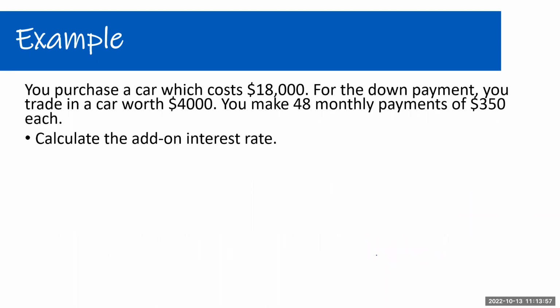What's the add-on interest rate? Well, to solve this, remember, when you see add-on, you should be thinking I equals P times R times T, okay? We want the add-on interest rate, which is going to be this R that we're looking for here. We know I, okay?